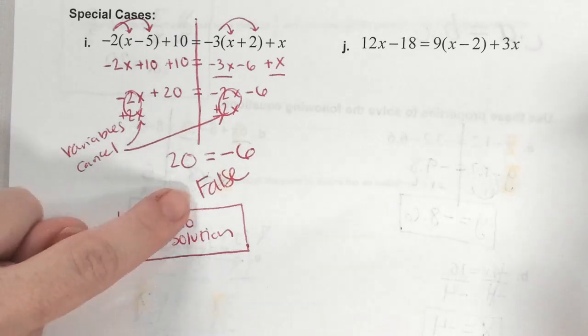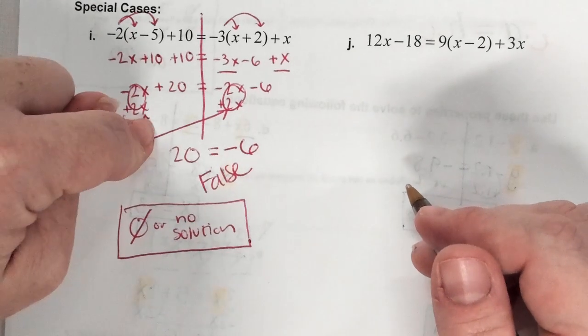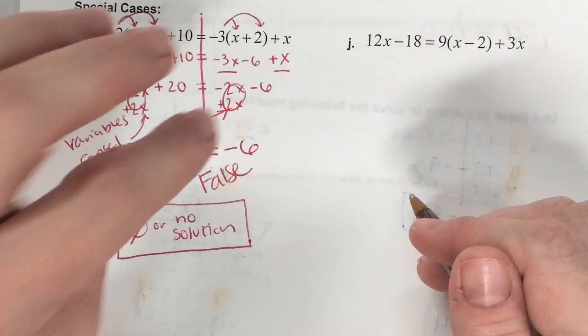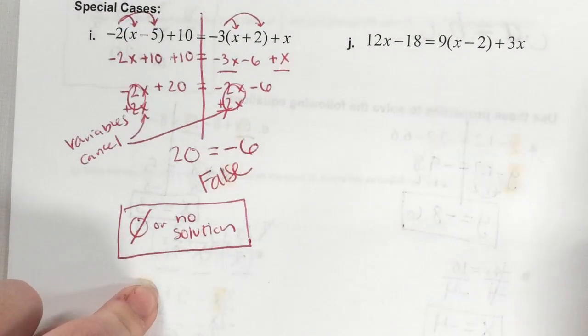So if it's false, 20 does not equal negative 6. So it doesn't matter what I plug in here. I can plug in any number in the world, any decimal, anything. It's never going to be equal. So there's no solution. Does that make sense?